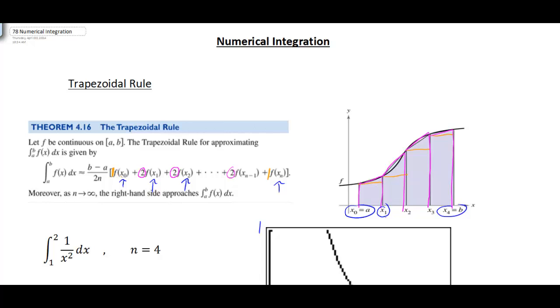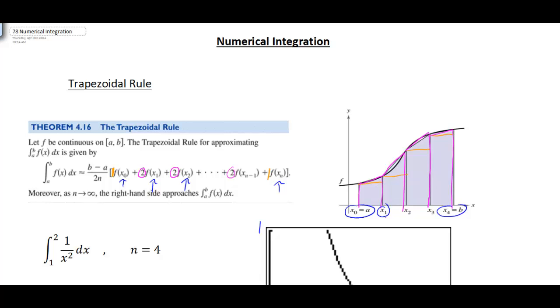So your f of a, your first term, and your last term, f of b, are simply multiplied by 1. It's only all of these other terms in between that are being multiplied by 2. Once we evaluate this, we sum up all of these values and multiply by b minus a over 2n, and that will give us an approximation for the integral.